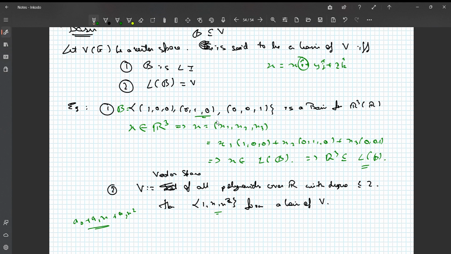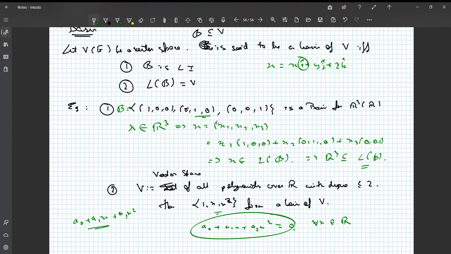So V is obviously in the linear span of these elements, and this set is linearly independent, because if you consider a linear combination of this, suppose a0 plus a1x plus a2x squared equals 0, this should happen for all x in R, right? But that is actually not possible, because a polynomial of degree less than or equal to 2 can have at most 2 roots. So it cannot have all the elements of R as roots. So that's a contradiction, because it can have at most 2 roots.